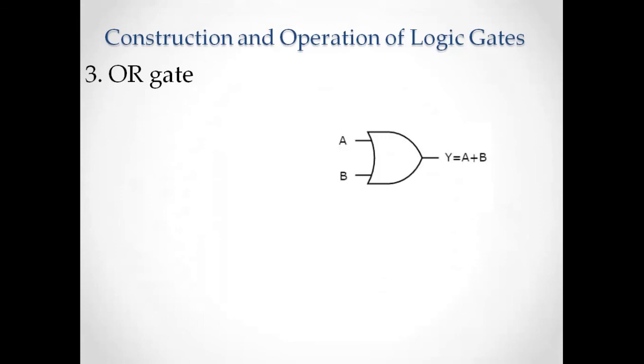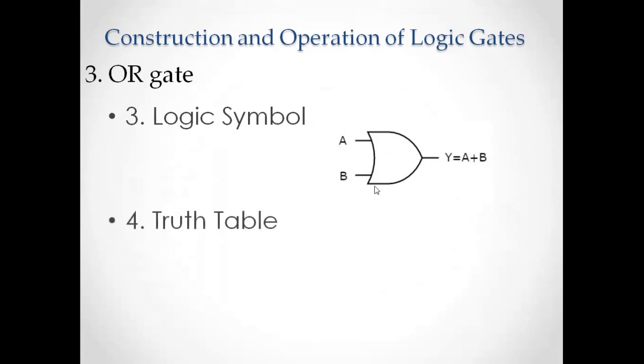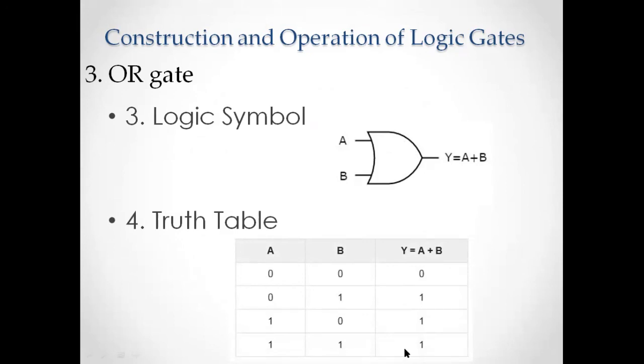Let's see the symbol of the OR gate. This is the symbol. The output is written as Y equal to A or B. The plus sign here, the addition symbol here, is spelled as A or B. Then the truth table is: A and B both 0, the output will be 0. 0, 1, output is 1. 1, 0, output is 1. 1, 1, output is 1.